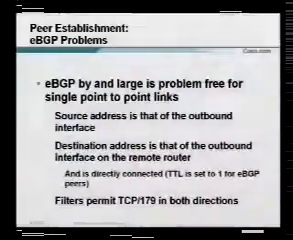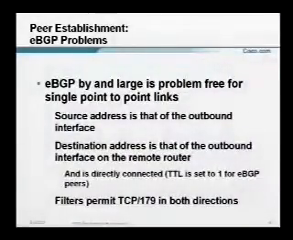Now, eBGP is by and large problem-free when you try and bring up a peering. You only need a one-line configuration. Say the neighbor is this address, that AS number.